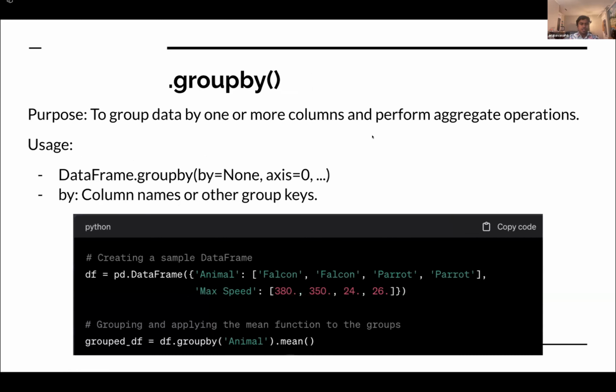And then there's also group by, which lets you group data by one or two or more columns and perform a bunch of operations on that. Here's an example: let's say we have two falcons and two parrots. The group by will put the falcons together and calculate the mean of that, then take all the parrots together and calculate the mean of that, and return that in a new data frame.